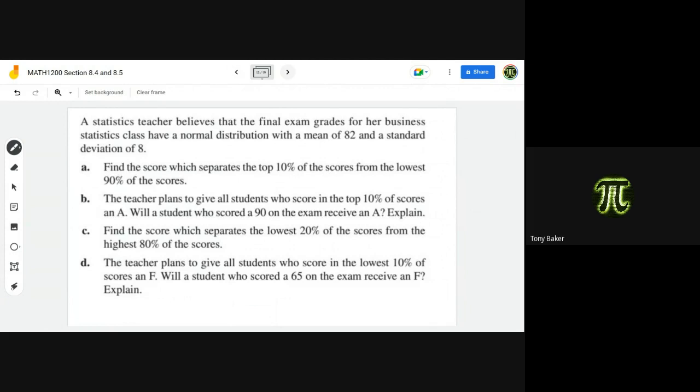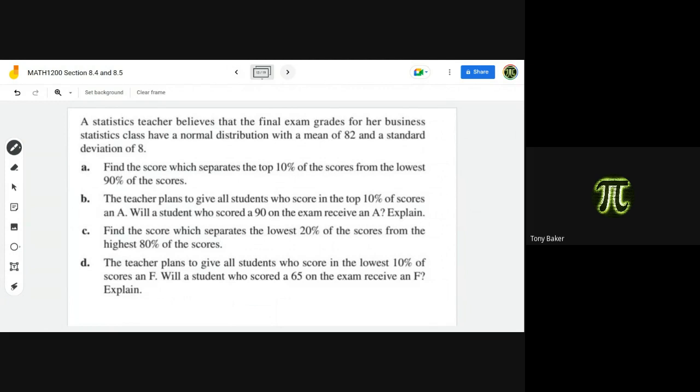Knowing exactly what you know right now, what is the score for the lowest 10%? Do you have to find the z-score again? Why? Because, well, I'm just thinking another way. You could just take what's left of the 92.4.